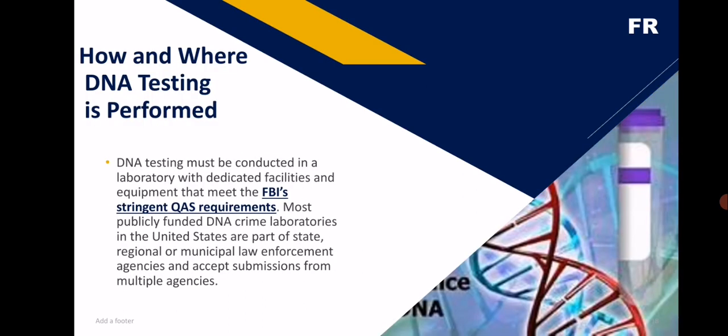How and where is DNA testing performed? A question arises in our mind. DNA testing must be conducted in a laboratory, with dedicated facilities and equipment that meet the FBI's stringent QA requirements. Most publicly funded DNA crime laboratories in the US are part of state, regional, or municipal law enforcement agencies and accept submissions from multiple agencies.